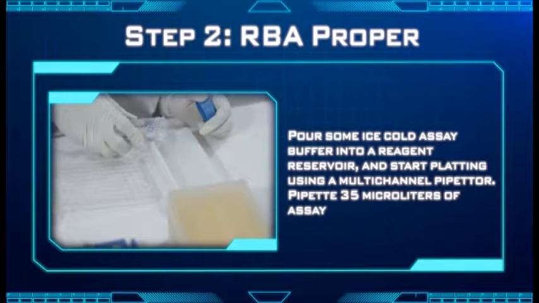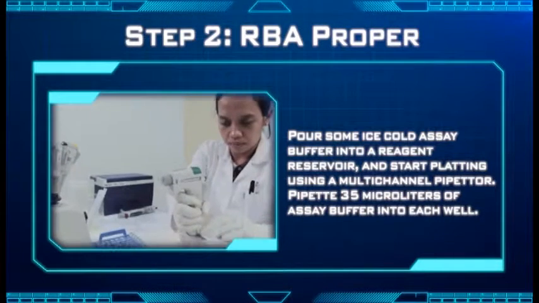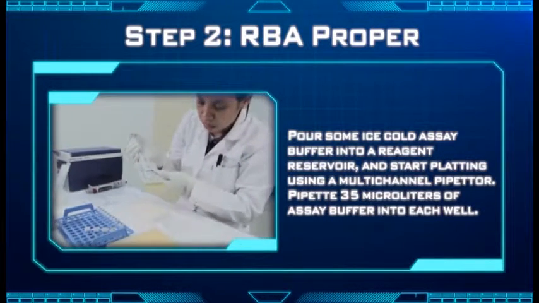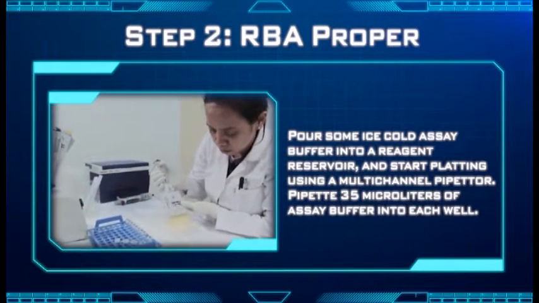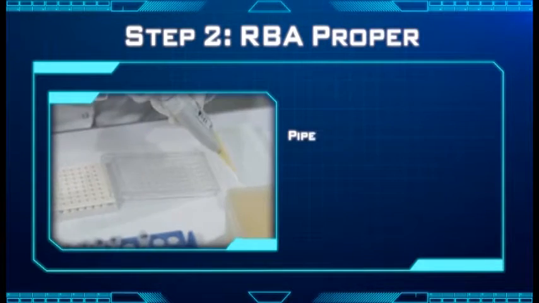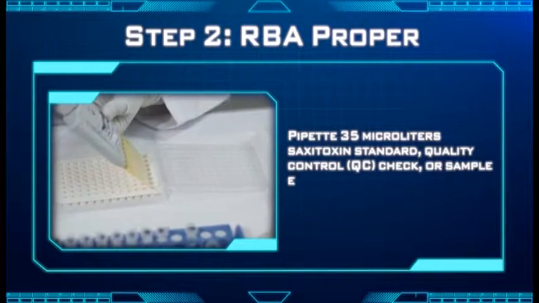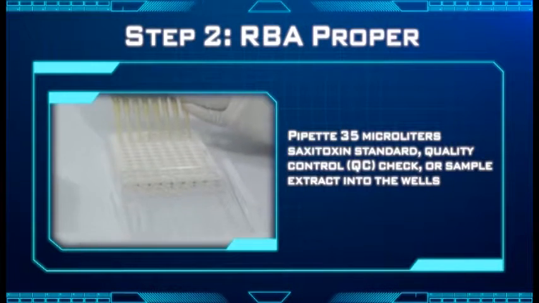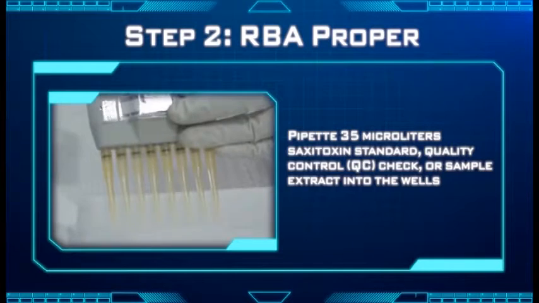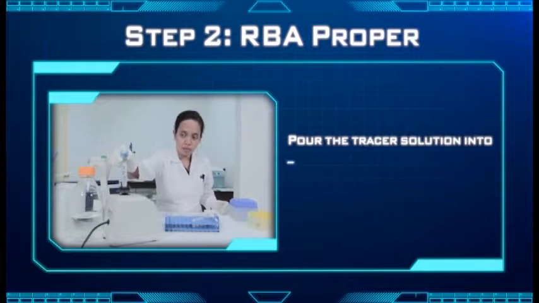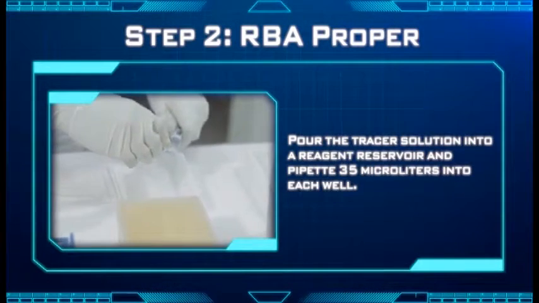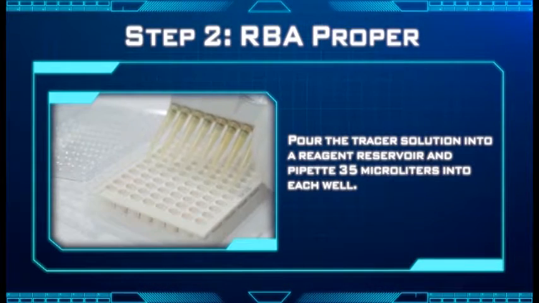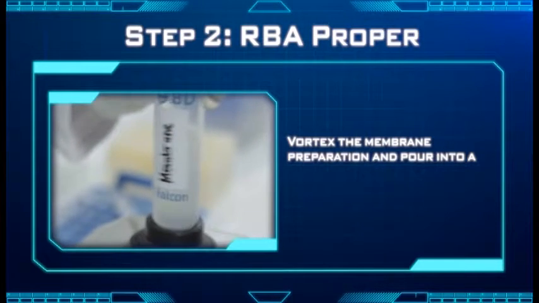Pour some ice-cold assay buffer into a reagent reservoir and start plating using a multichannel pipettor. Pipette 35 microliters of assay buffer into each well. Pipette 35 microliters of saxitoxin standard, quality control check, or sample extract into the wells. Pour the tracer solution into a reagent reservoir and pipette 35 microliters into each well.